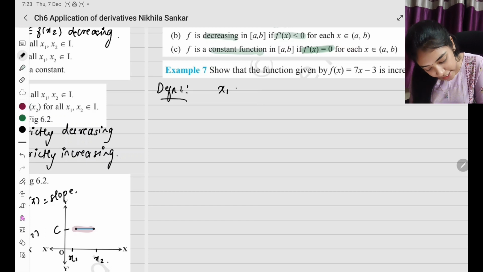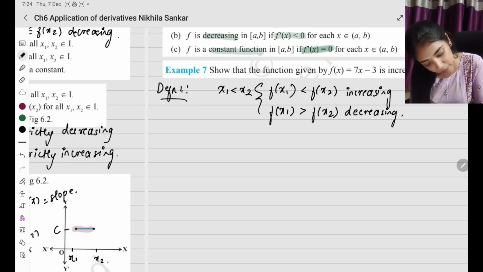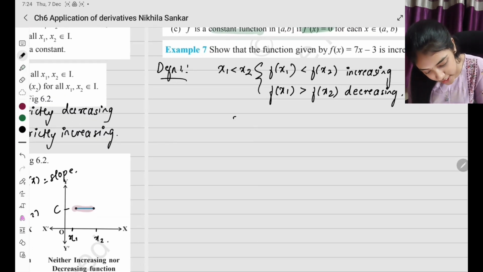Definition 1: x1 less than x2, f of x1 is less than f of x2, the function is increasing. And if I have f of x1 greater than f of x2, it is decreasing. Okay, so how do I do this? I have x1 less than x2. I'm going to multiply both the sides by 7.